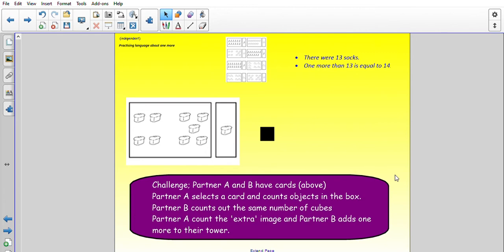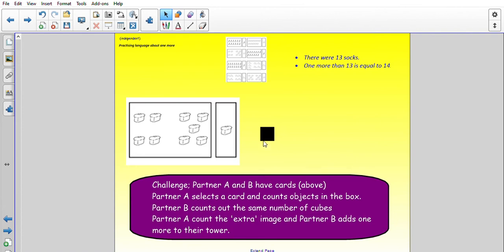And they're going to count how many objects are in the first box. So here's our first box. Let's count. Well, I can see there's 4 there. So I'm not going to count 4. I'm just going to say 4, and then I'm going to count on. So I'm going to say 4, 5, 6, 7, 8, 9. There are 9 loaves of bread.